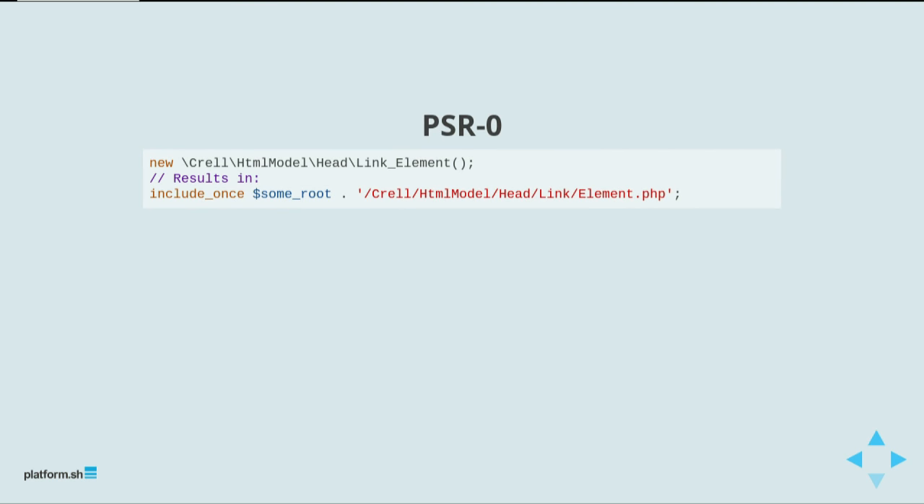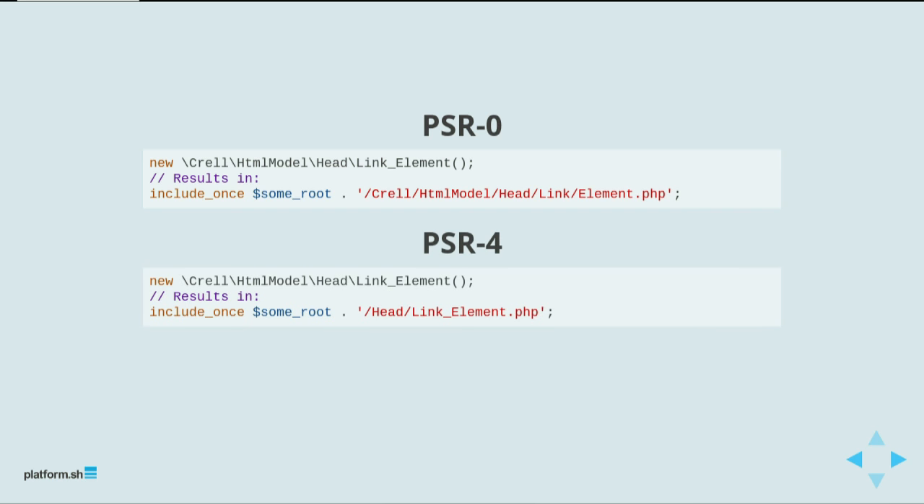PSR-0, very, very simple. As I said, Java-inspired. Every backslash, every namespace separator, should map to a new directory, and the class name maps one-to-one to a file name, as do underscores, and that was for backward compatibility with the old PEAR convention, which was the same thing, but with underscores. PSR-4 updates that a little bit. It gets rid of that weird handling for underscores, which makes things simpler, and you can shorten the tree.